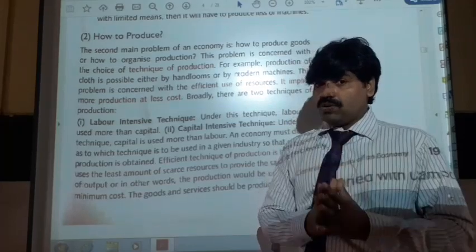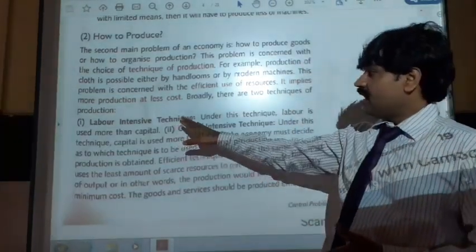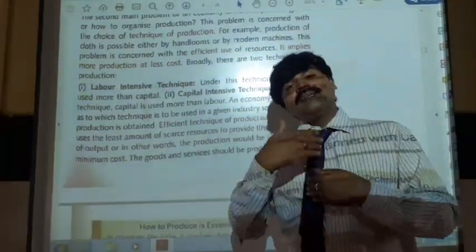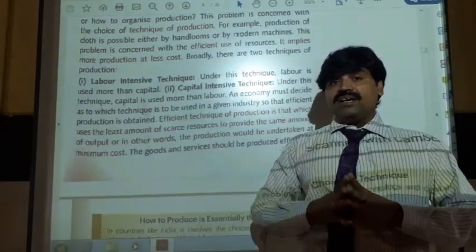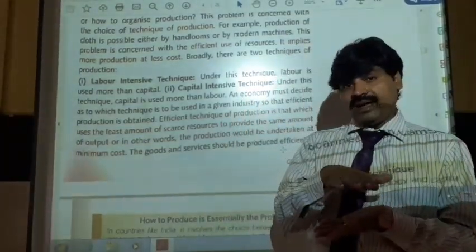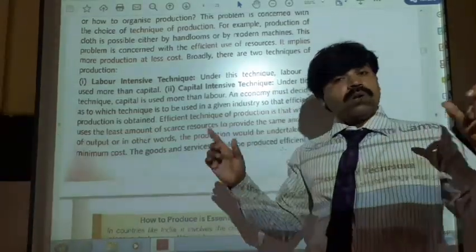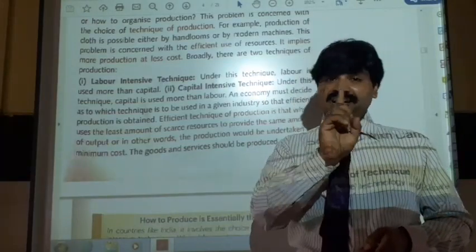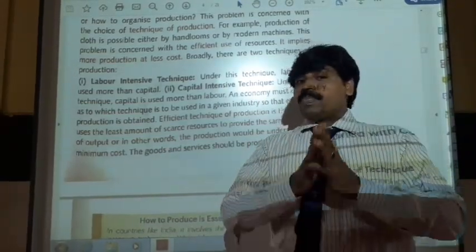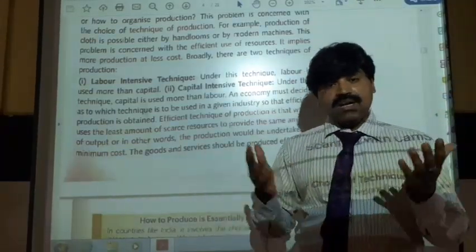Mainly there are two types of techniques of production. First, the labor intensive technique, and second, the capital intensive technique. The labor intensive technique is that technique in which more labor and less capital are required. On the other hand, in the capital intensive technique, more capital and less labor are required. A country chooses these techniques according to its capacity.